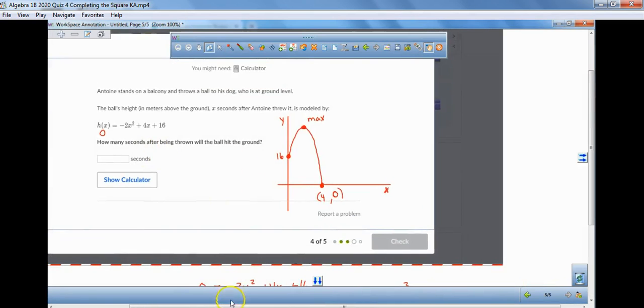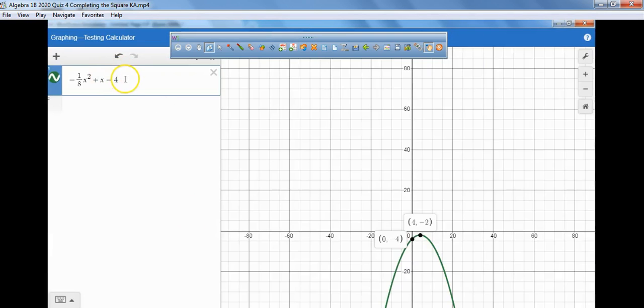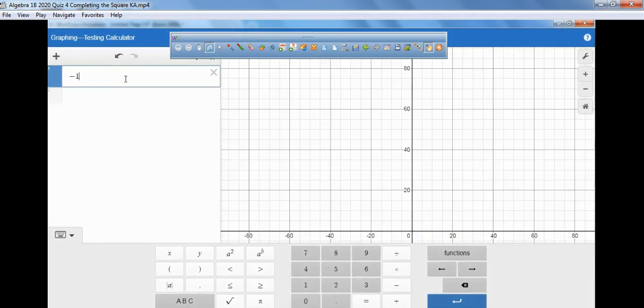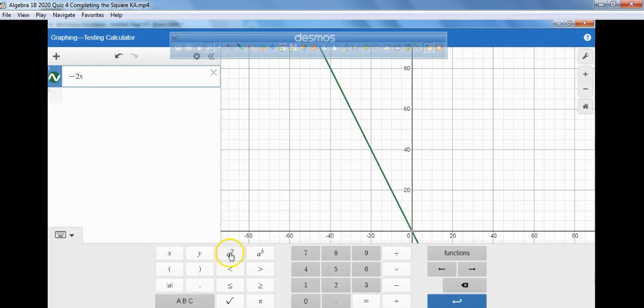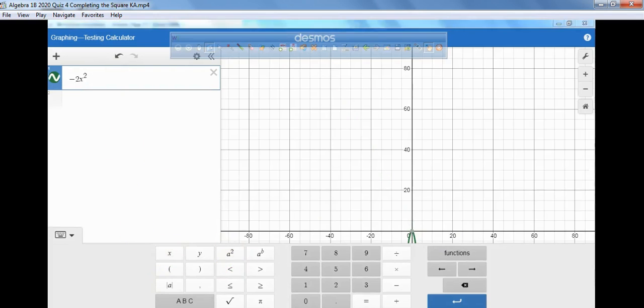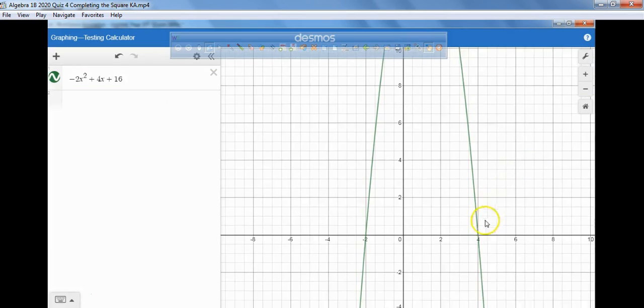So here we go. Probably going to type it into Desmos just so you guys can see how you can check it. Plus 4x. Plus 16. There we go. There's my parabola. You can clearly see the zeros right there at 4. That's going to be my answer, so you can see that it's correct.